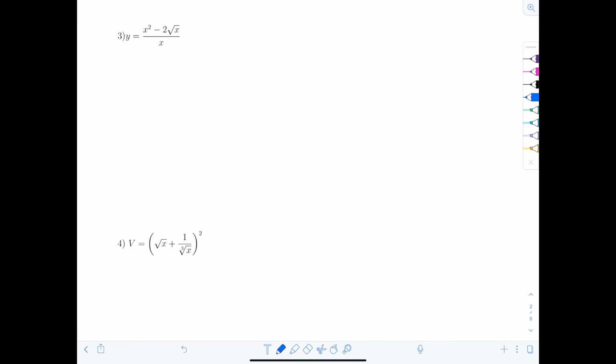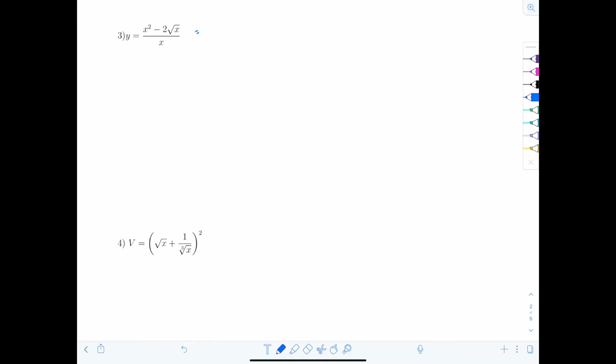Okay, example 3, we have y equals (x squared minus 2 radical x) divided by x. So in this situation, we can simplify quite a bit before we actually start taking the derivative. Notice I have a radical x. I want to rewrite that using rational exponents, and then I'll show you what to do to deal with that fraction in just a second.